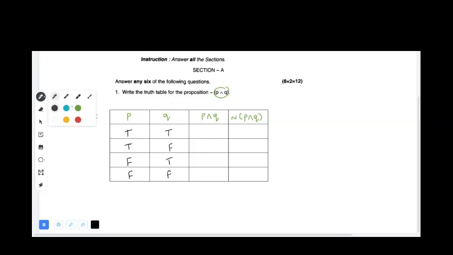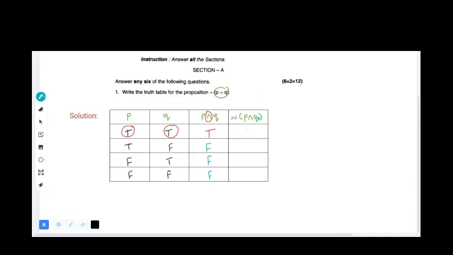The condition for conjunction, or for and, is when P is true and Q is true, the answer is true. Else the remaining is false. It is true only when both the propositions are true.